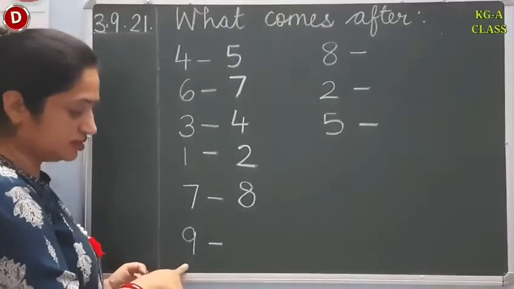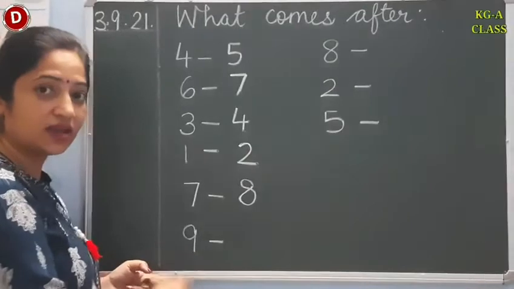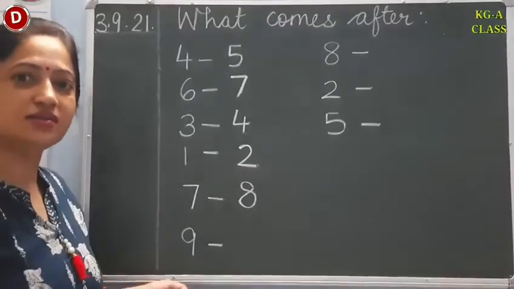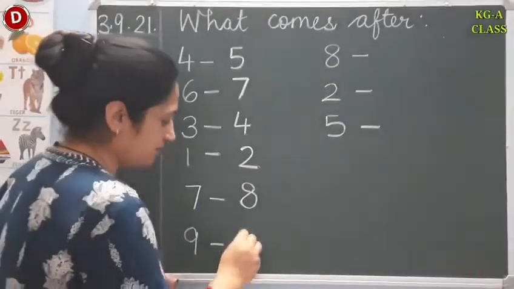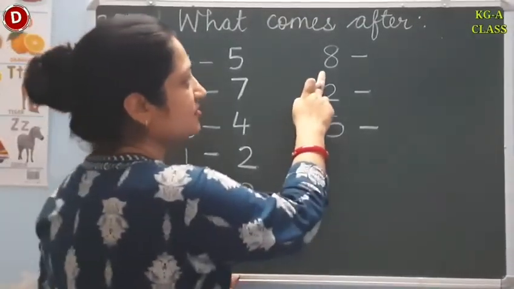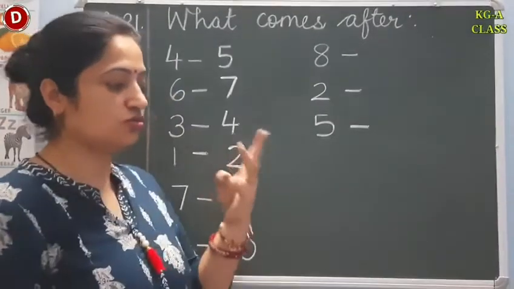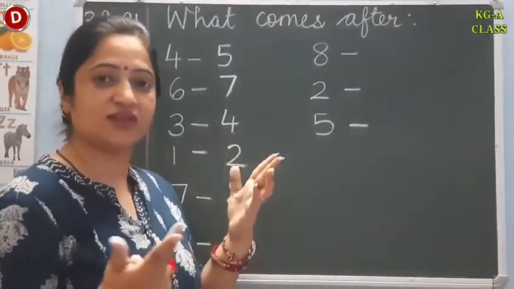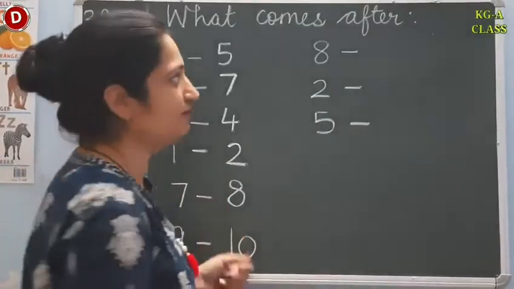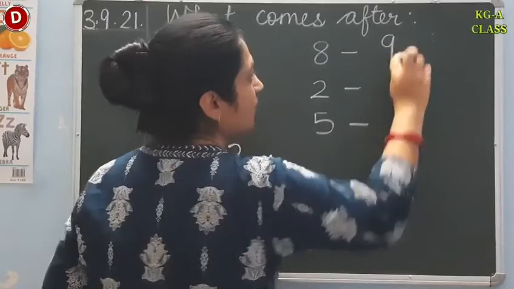Children, this is next number. This is number 9. Are you able to recognize it? Yes. This is number 9. And after 9 comes 10. 1, 0, 10. Okay. Next number is number 8. And what comes after 8, children? 1, 2, 3, 4, 5, 6, 7, 8. After 8 comes 9. You all know number counting, isn't it?